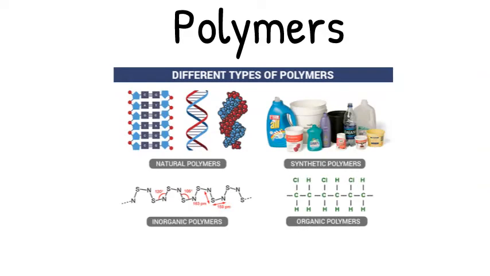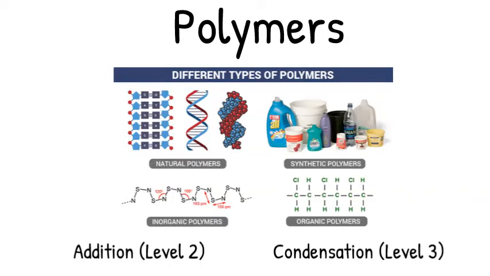This is where chemistry starts to get actually useful, and we can relate it directly to things that we see in everyday life. So, different types of polymers including DNA, proteins, all the plastics that we use in everyday life, and some other polymers such as nylon, Kevlar, terylene, etc. In level 2 we're going to look at addition polymers, and in level 3 we need to know about condensation polymers. Let's start with addition.